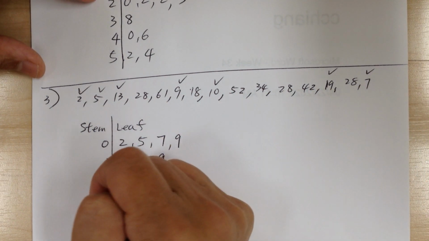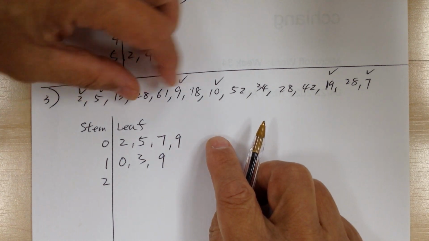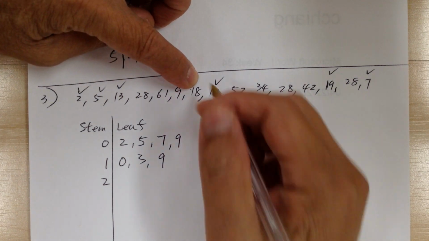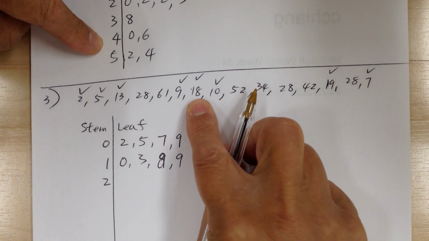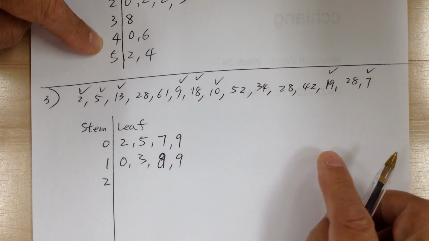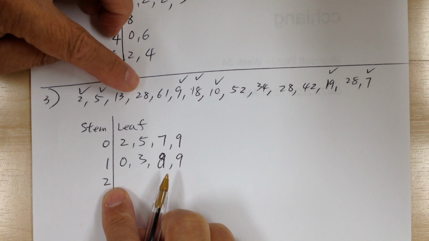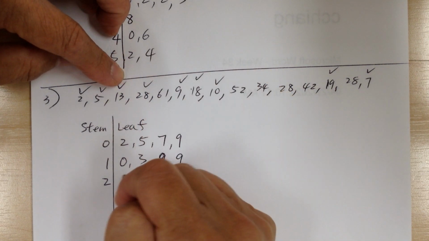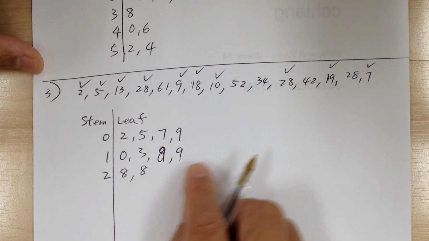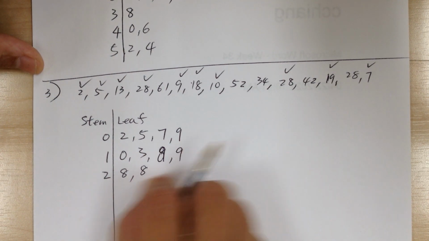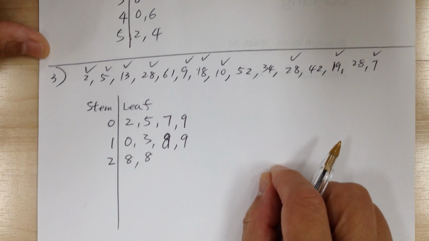Okay, let's go to the 20s. There's 18 right over here. So we got 8 and 9, okay? Okay, we missed the 18, so you have to put it back in here. Okay, the 20s, so you got 28 and 28. So you might want to use a pencil, that way if you miss something, then you can kind of squeeze in there or erase, okay?